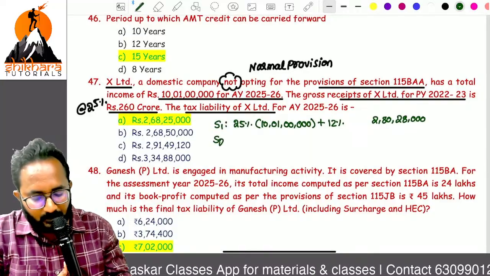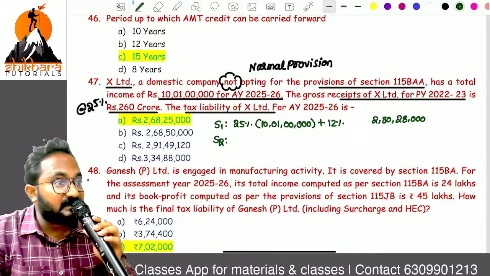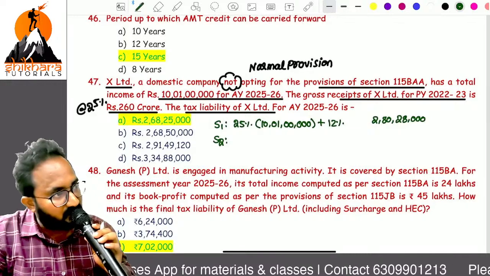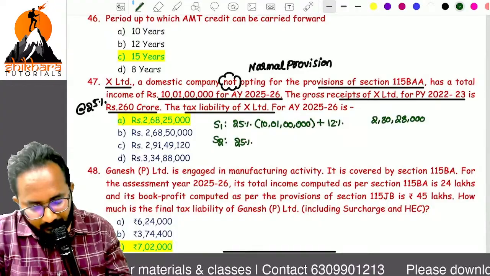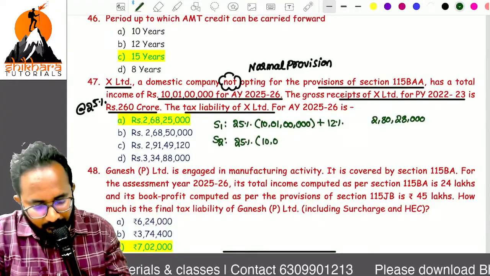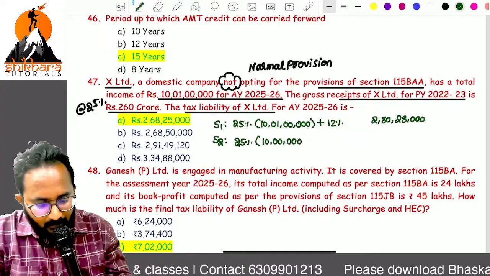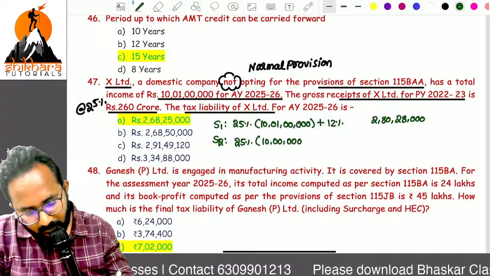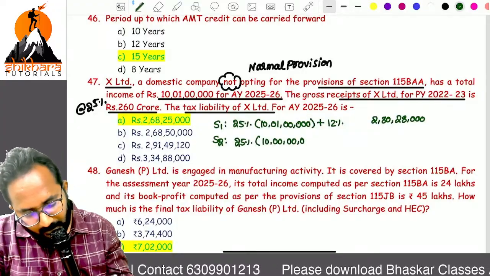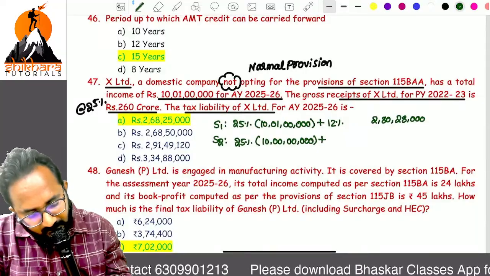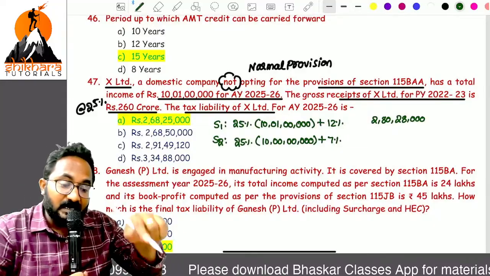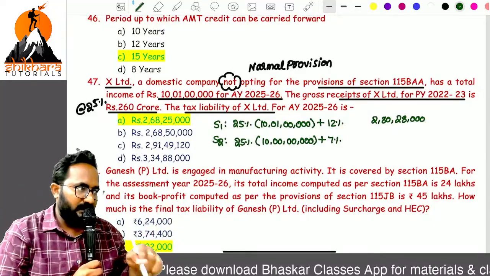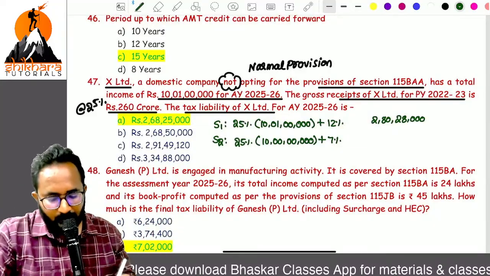Step 2. Tax on basic limit including surcharge. Can you tell me, tax on basic limit means how much? 10 crore, right? But including surcharge, now what? 7%. More than 10 crores, 12. Less than or equal to 10 crores, 7.